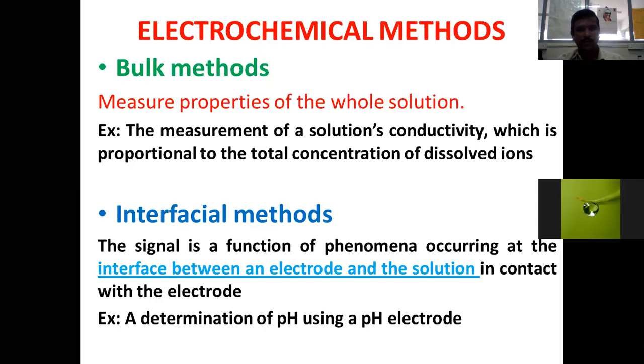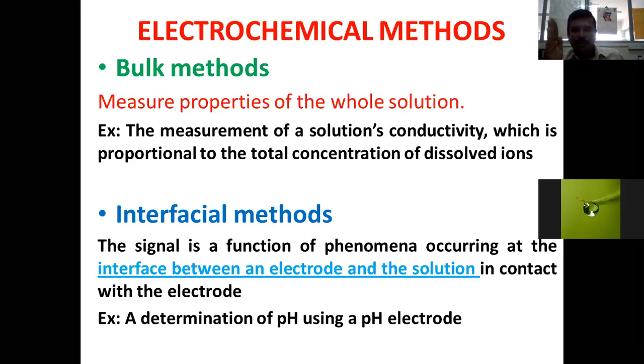What is a bulk method? As the name implies, the overall property of the whole solution is measured using the electrochemical methods. Under bulk methods, we use the overall property of the whole solution. If you have taken 50 ml of solution, the whole property of that 50 ml solution is considered in bulk methods. For example, conductance measurement. What do you do in that? You measure the solution's conductivity.